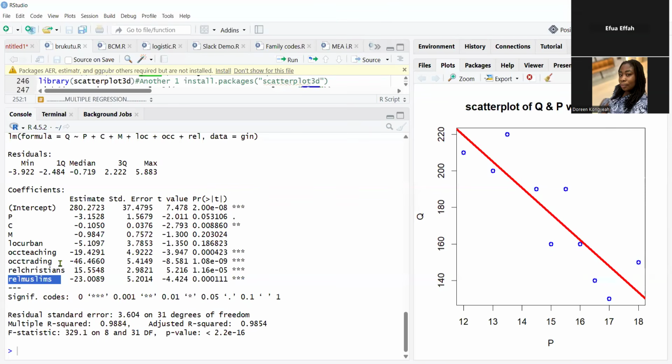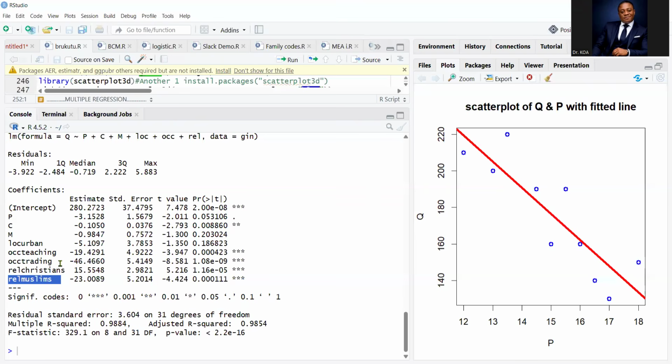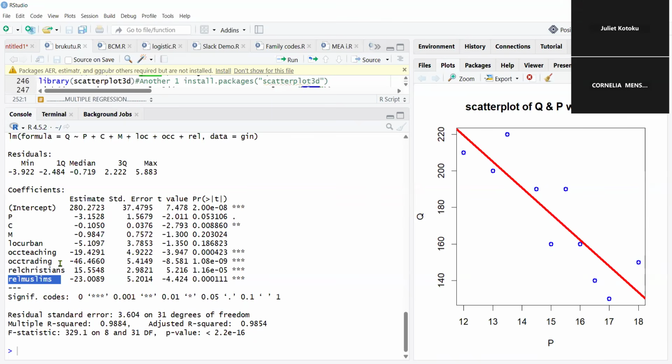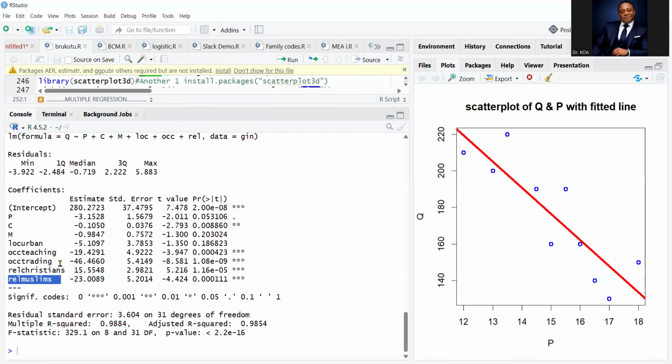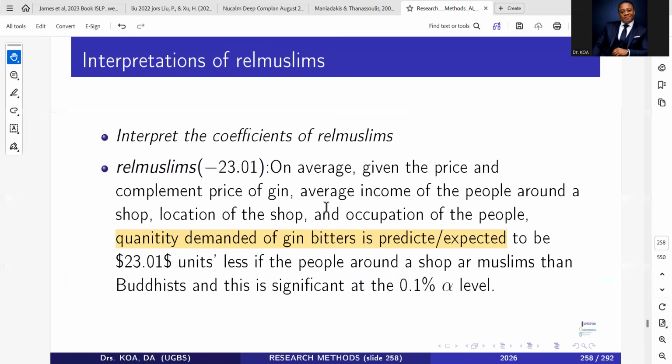And location, what is the reference category? Location. Juliet. Rural. So know the reference category so that when you're interpreting the one that is showing, you say it relative to the reference category. So you say that after you've held everything constant, on average, given the other variables, then you say that quantity demanded is predicted to be 23.01 units less if the people are Muslims than Buddhists.